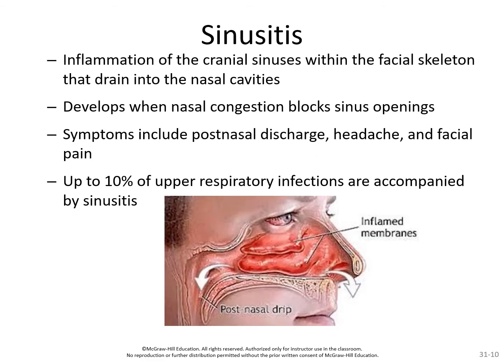Okay, sinusitis is an inflammation of the cranial sinuses, and these are sinuses that drain into the nasal cavities. This is basically going to happen when you have nasal congestion blocking sinus openings, and your symptoms are going to be postnasal drip or discharge, which you can see indicated in the picture below, headache and facial pain. Now, up to 10% of upper respiratory infections actually get accompanied by sinusitis. So a lot of the time, it's something that accompanies everything else and makes you just that much more miserable.